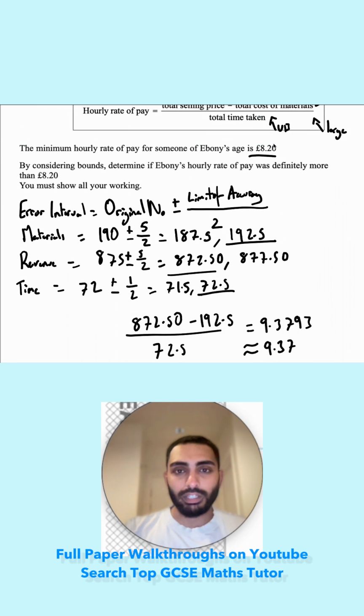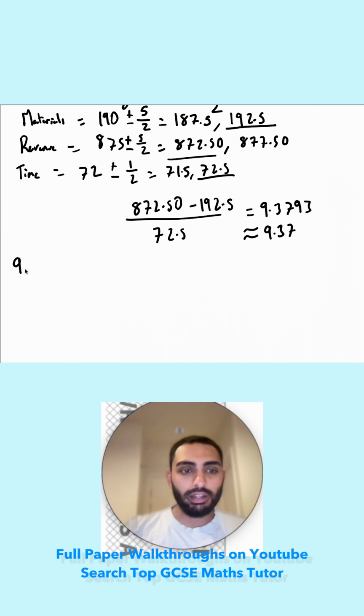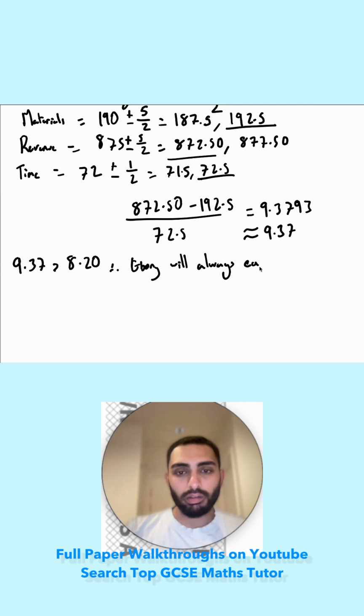And the final step that we need to do is compare this value with £8.20. So we can see that 9.37 is greater than £8.20. So therefore, Ebony will always earn more than the minimum rate of pay.